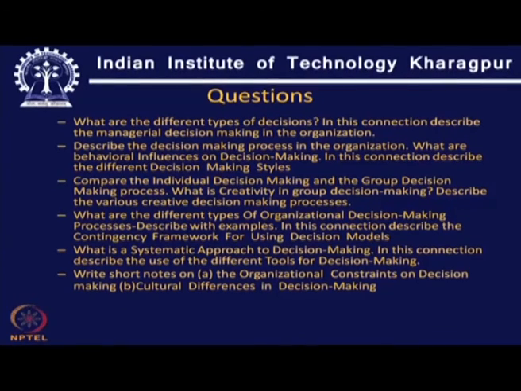So what are the different types of organizational decision making? In this connection, describe the contingency framework for using decision models. So what is a systematic approach for decision making? In this connection, describe the use of different tools for decision making, systematic decision making, and you have to discuss the constraints on decision making and the cultural differences in decision making.